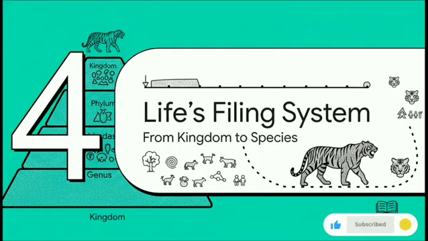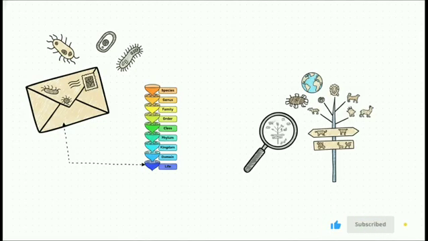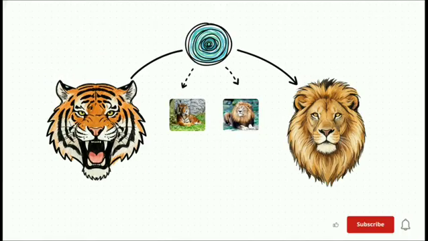And to make it really stick, we're going to follow one animal you all know, the tiger, all the way down the classification ladder. This right here is the taxonomic hierarchy. The best way to think about it is like a complete postal address for every living thing. Each level, or taxon, gets more and more specific, and the further down you go, the more closely related the organisms are. So let's start near the bottom, at the genus level.